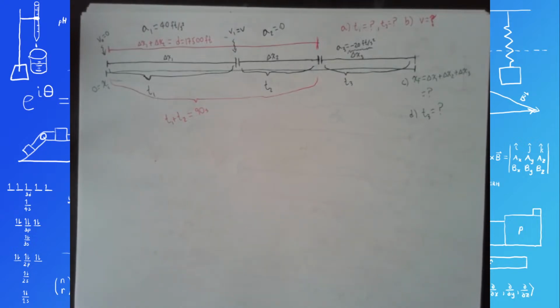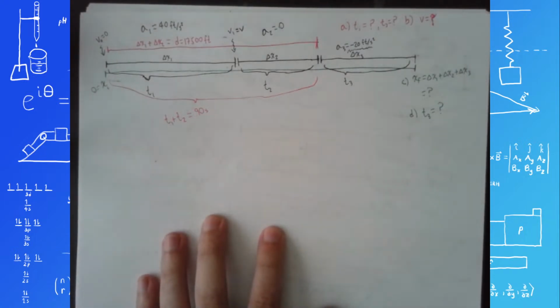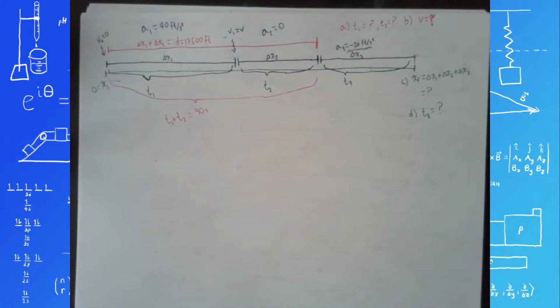Okay, let's see what we can do. So, we know delta x1 plus delta x2 is 17,500. We know the sled starts from rest. We don't know what delta x1 is, or delta x2 for that matter. Okay, let's see what we can write down before we decide on a solution path.